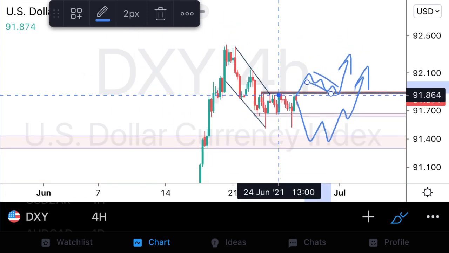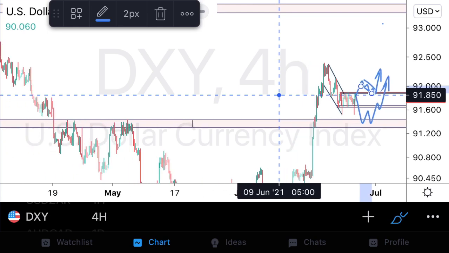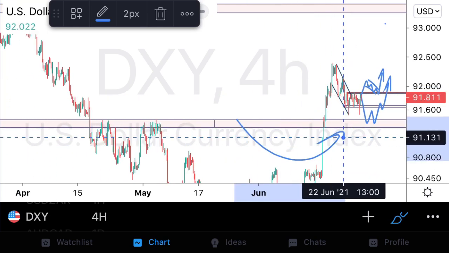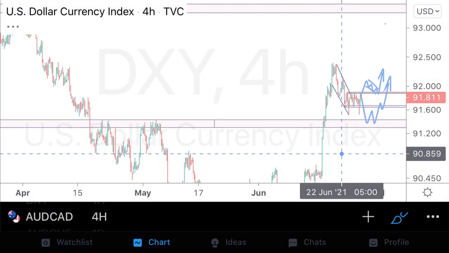We're looking for that dollar strength to follow through over the course of next week. We're now just waiting for a setup that will give us reason to take any dollar strength trades. So that's our analysis on the DXY, guys. Let's go on to our pairs.